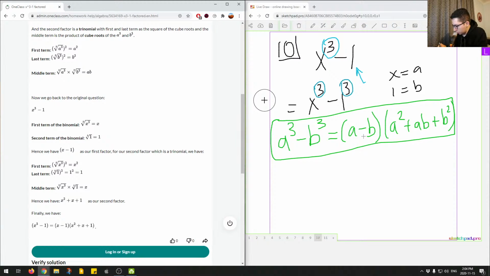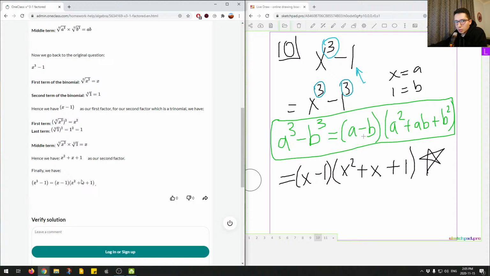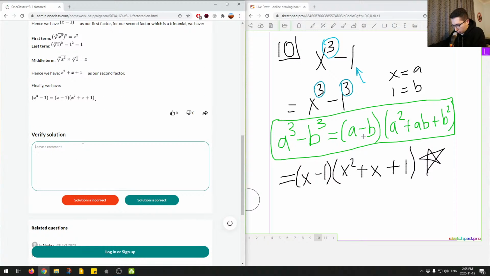So to apply this, we know a minus b is x minus 1, and then a squared is x squared, and we have plus a times b, which is x times 1, which is just x, and then we have b squared, 1 squared is just 1, and this is the final answer. So we can look over here, we see that they got to the same answer, and we know that this solution is correct. So we'll mark this as correct. So correct answer. Great job.